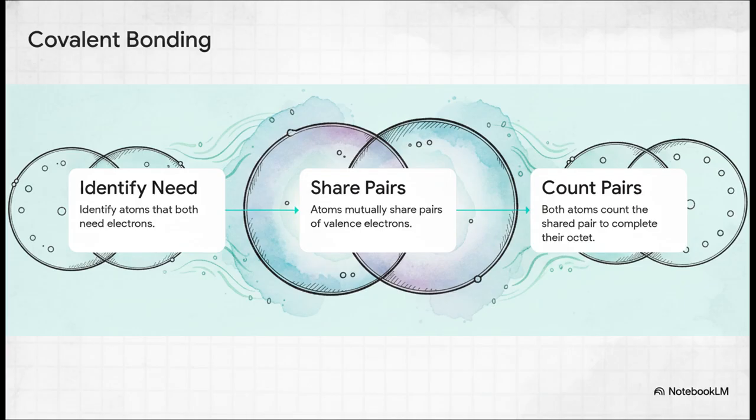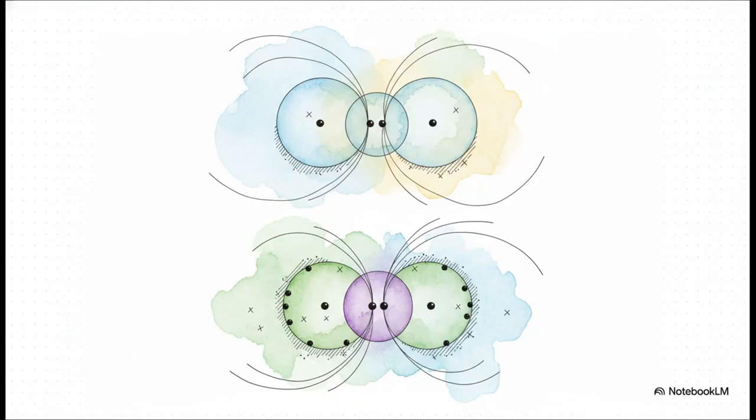The magic here is that both atoms get to count that shared pair toward their own outer shell, so they mutually satisfy the octet rule without actually giving anything away. Check out this hydrogen molecule. It's a super elegant solution.